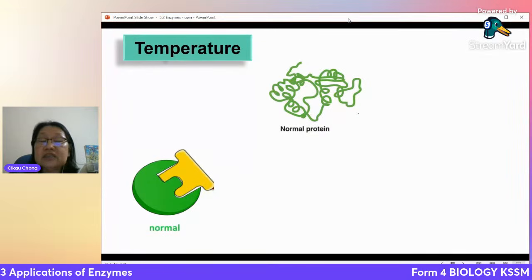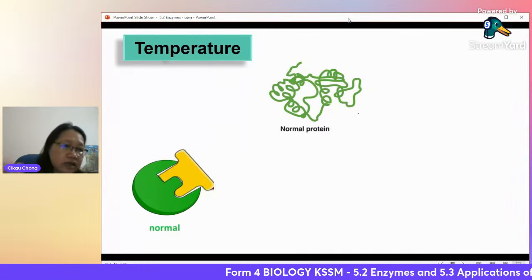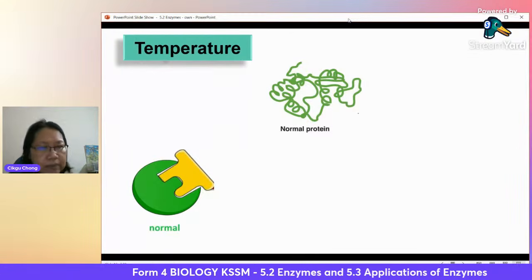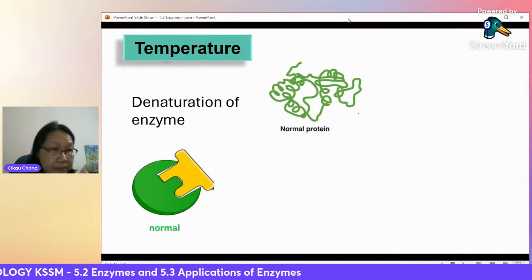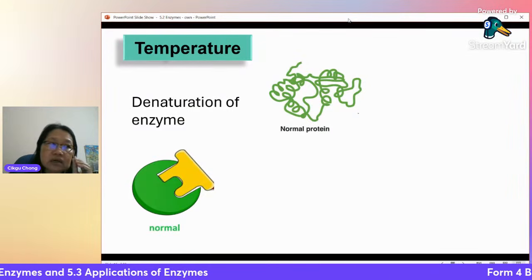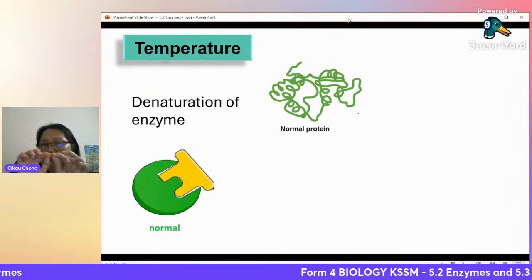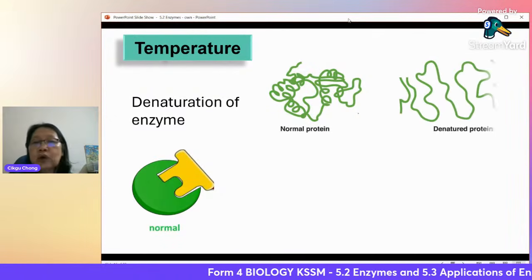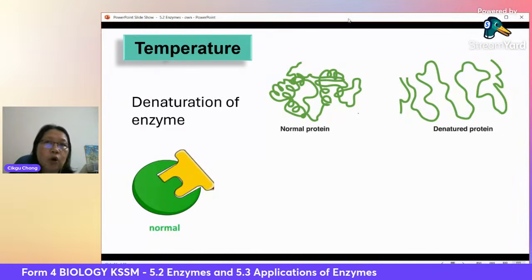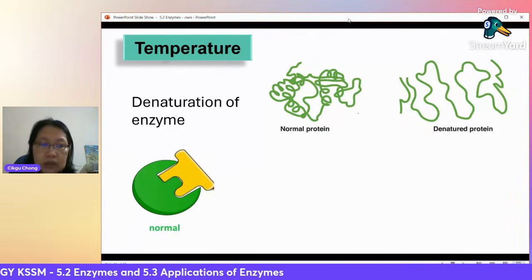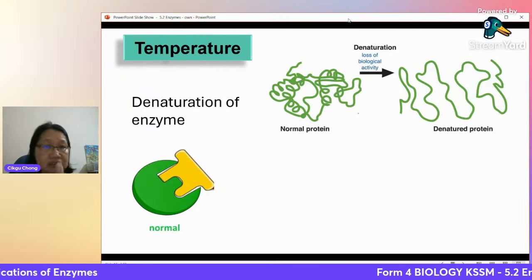Before that, let's look at the shape. So the normal protein should be like this. Let's say, for example, the one over here and the one over there. Let's see what happens if denaturation happens. When denaturation happens because of heat, the bonds that hold the shape together, so all the hydrogen bonds, will be broken. Once it's broken, you see the whole thing unravels. Your polypeptide chain doesn't hold that 3D shape anymore. So now it's loss of biological activity. That means it doesn't function already.